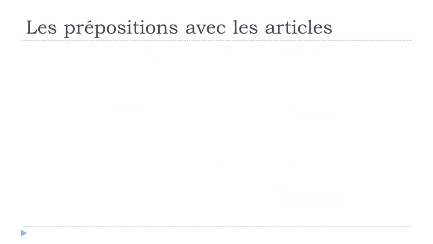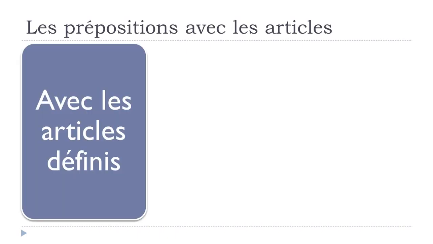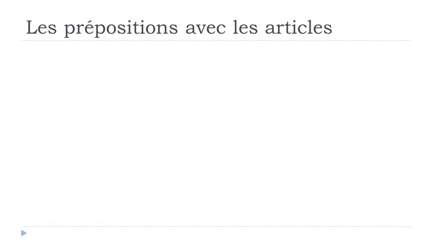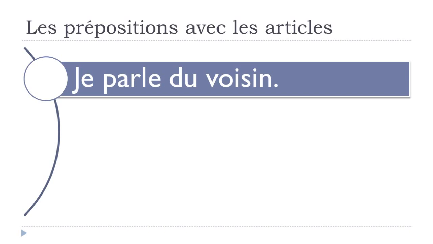All right, so let's see now how it will work if we combine it with les articles définis. So le, la, and les, as we saw previously. Let's see now the examples. The first one, je parle du voisin. Voisin, here it's the masculine form of the neighbor. Le voisin, the neighbor. And what you can see here is the result of the combination of de plus le. It will become du, for the masculine form. Je parle du voisin, so I talk about the neighbor.